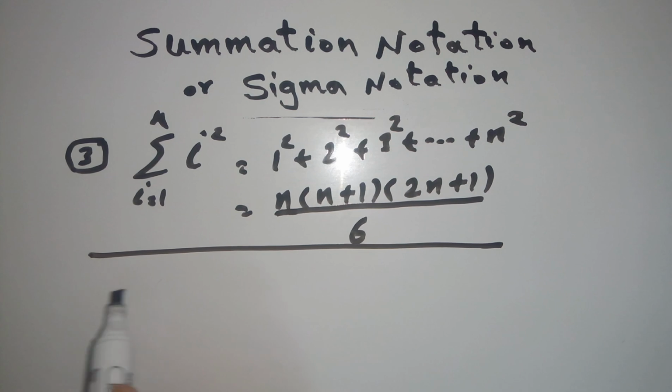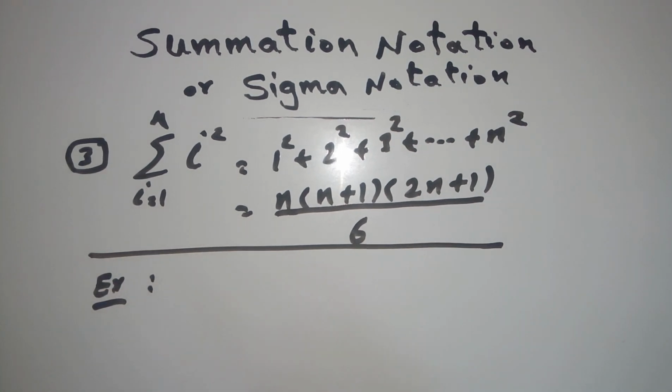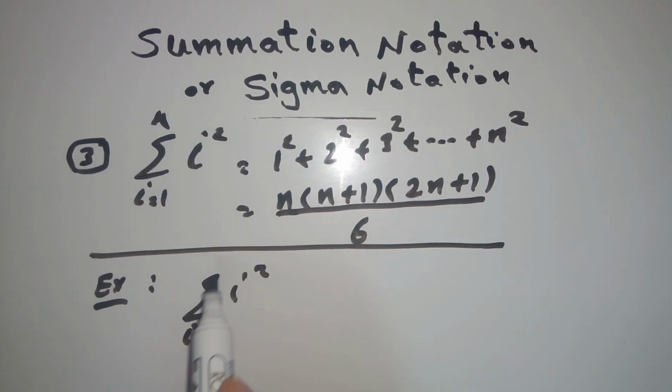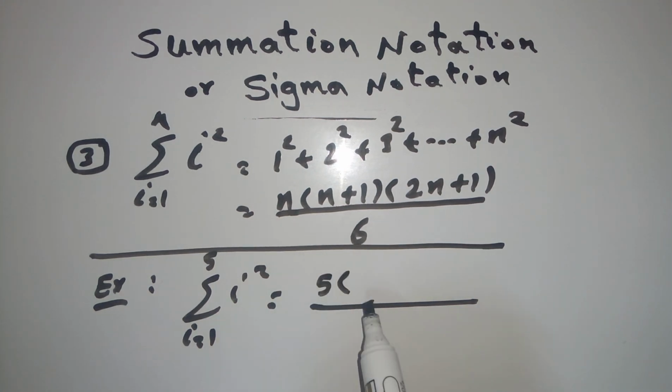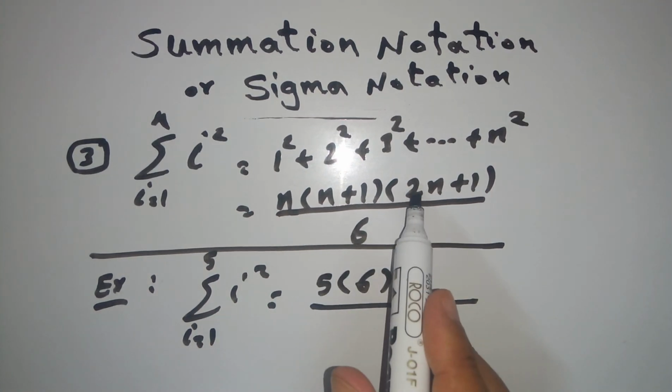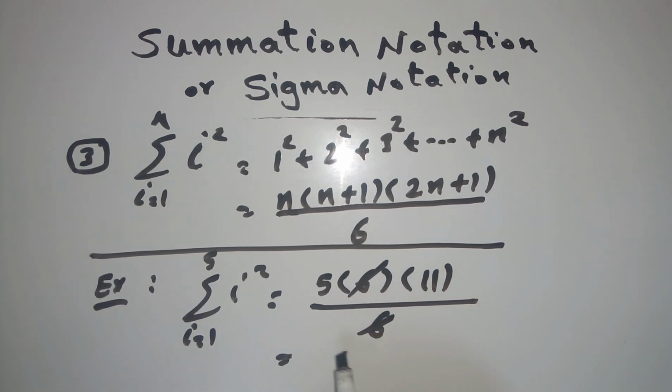How to apply this formula? For example, evaluate the summation of i squared from i equals 1 to 5. Here n is 5. We start from 1 like that formula. Then it will be 5 multiplied by 5 plus 1, which is 6, multiplied by 2 times 5, which is 10 plus 1, which is 11, divided by 6, cancelled here. Then 6 multiplied by 11 will be 55. Okay.